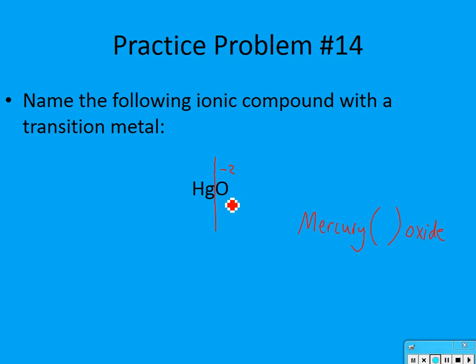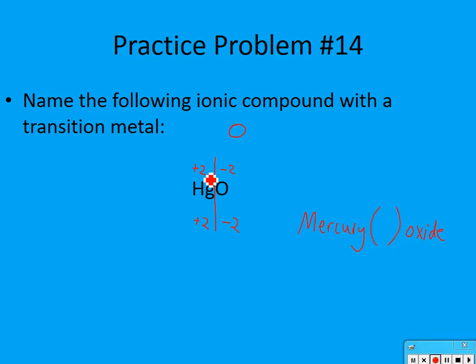How many oxygens do I have right here? 1. So total on this side? -2. That means total on this side, if it's got to balance, this whole thing's got to balance to 0. What is the number got to be right here? It's got to be a +2. How many mercuries do I have right here? Just 1. So it has to be a +2 charge.